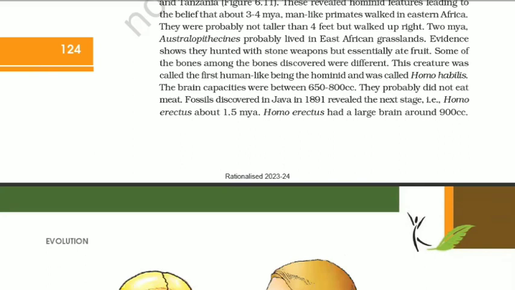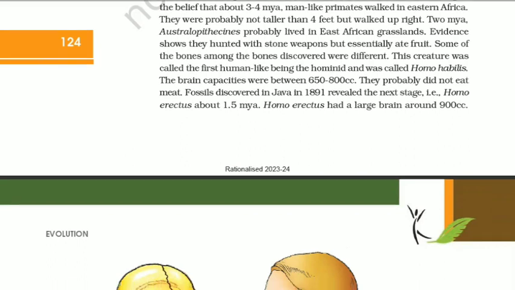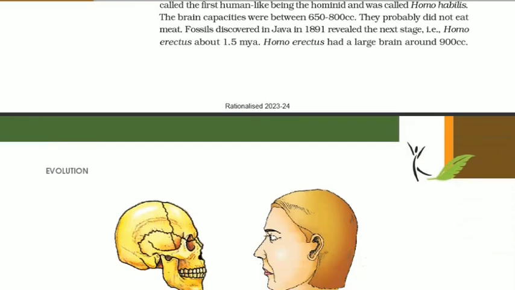Some of the bones among those discovered were different. This creature was called the first human like being, the hominid, and was called Homo habilis. The brain capacities were about 650 to 800 cc. They probably did not eat meat.